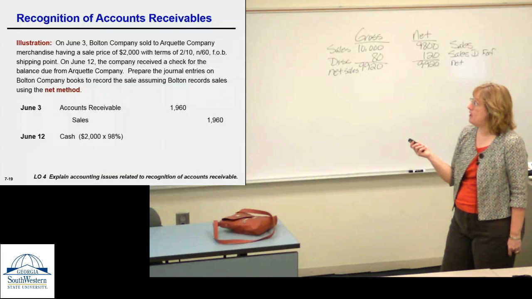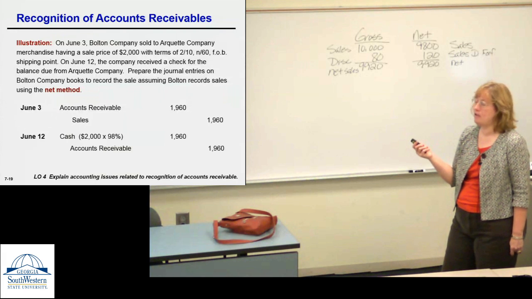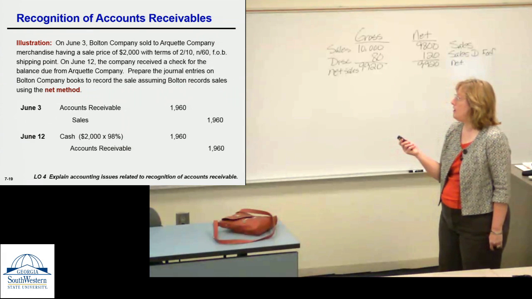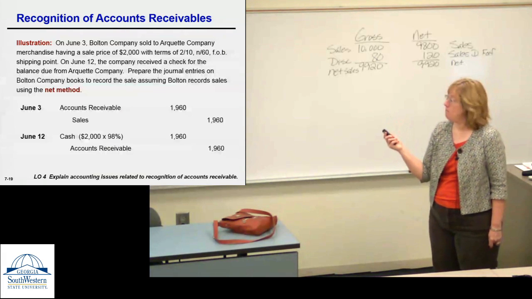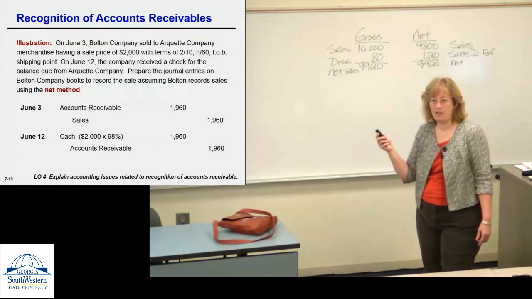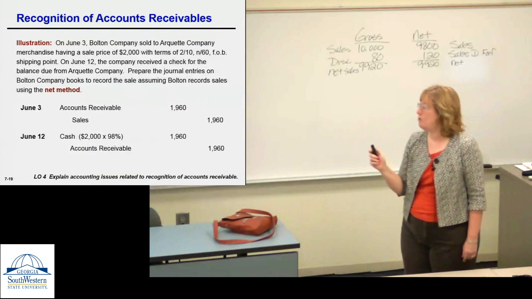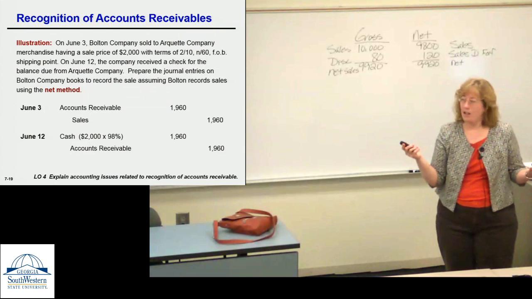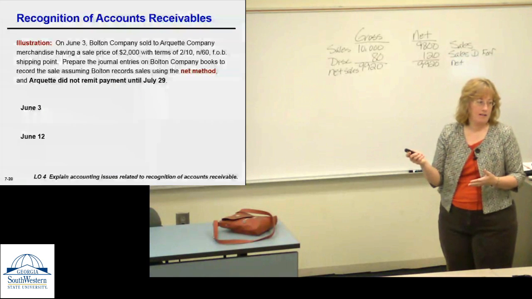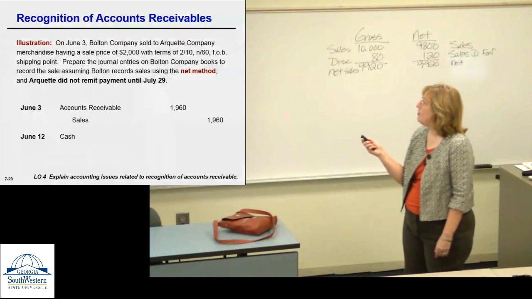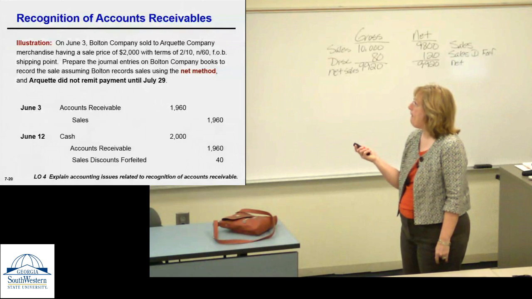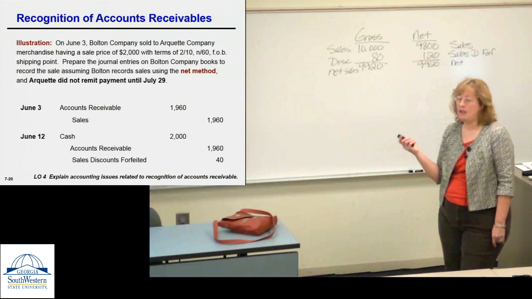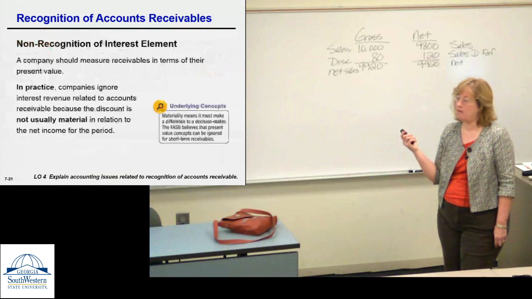Okay, but now assume they use the net method. They record the sale as if they were going to take the entire discount. And then when they pay, if they do pay within the discount period, then we just have that entry to cash and accounts receivable. All right, so what do you need to know here? How to make these journal entries. Okay? Need to know how to make these journal entries. Okay, if they don't pay within the period, then they'll have a sales discounts forfeited account.